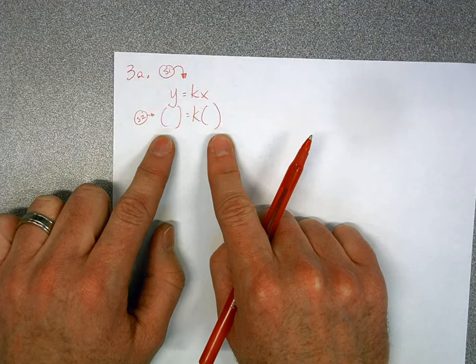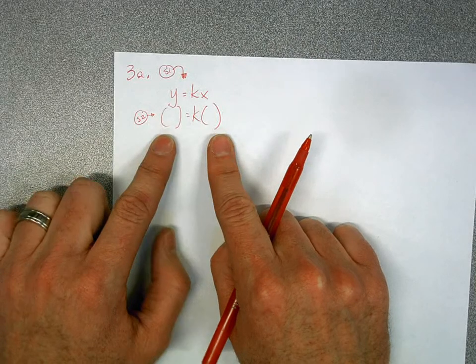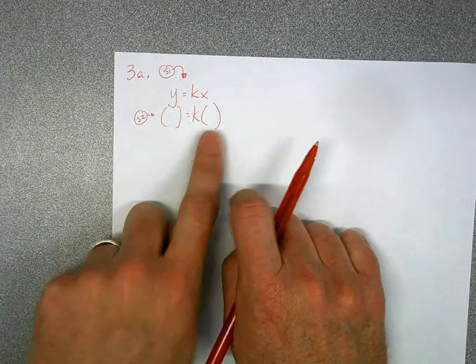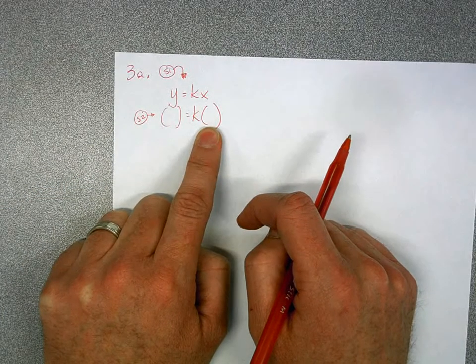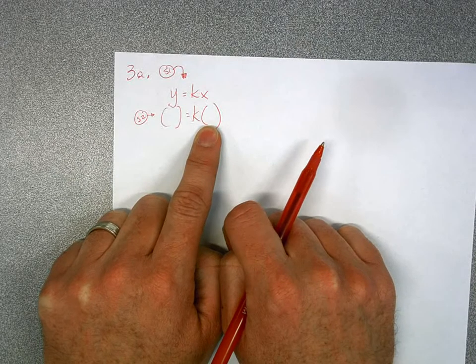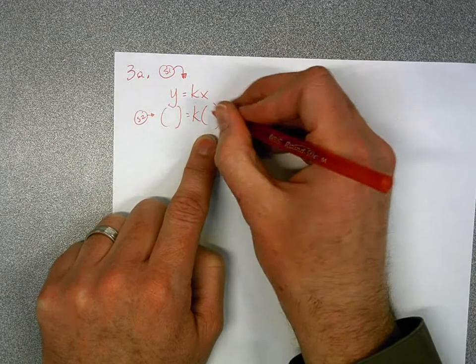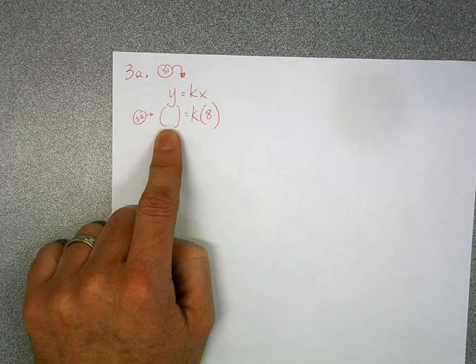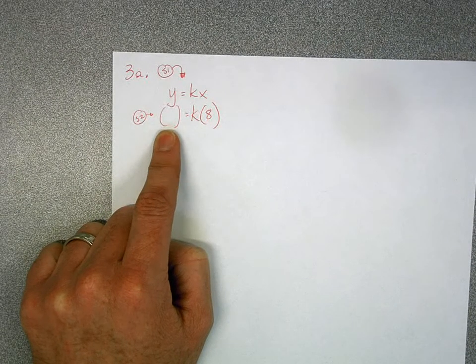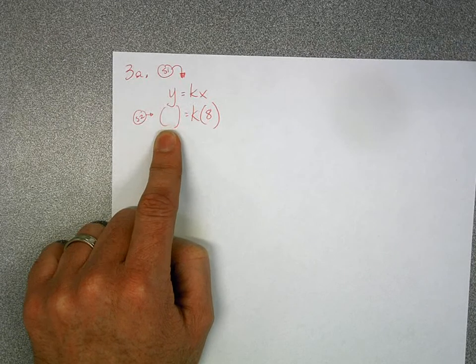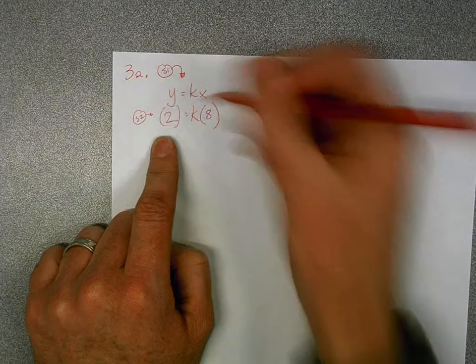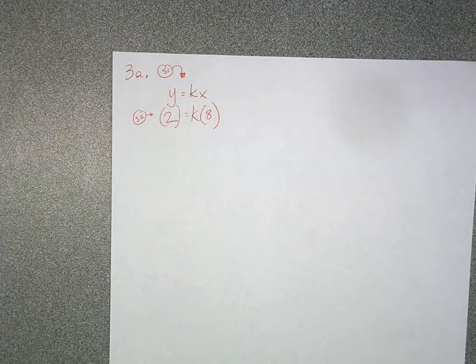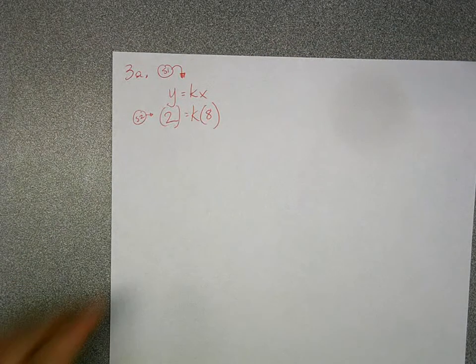It says write an equation relating the weight, which is X. X is the weight of whatever they're talking about here. And in this story, remember, it's 8 ounces. So we're going to put 8 in for the weight. And then it says the amount of stretch, which is Y. Well, the Y is the stretch, and it stretches 2 inches.